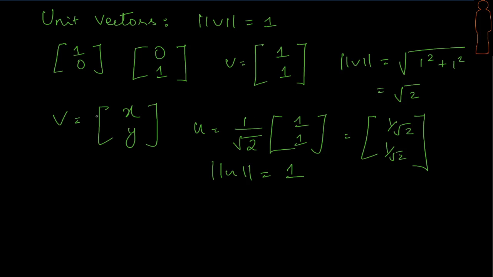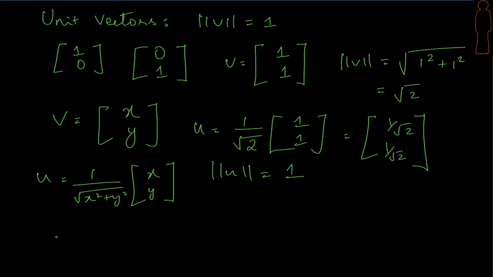Fantastic. Similarly, if you are given any general vector like this, what do we write for that? The unit vector u in the direction of v is going to be 1 by root of x squared plus y squared, and we do a scalar multiply of the original v vector. This is my unit vector in the direction of v.